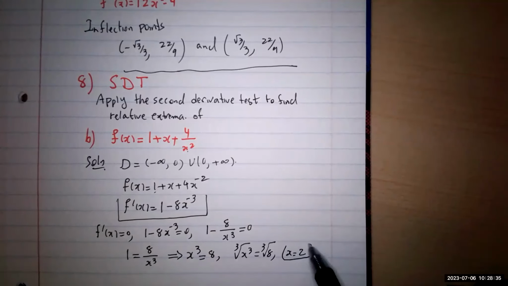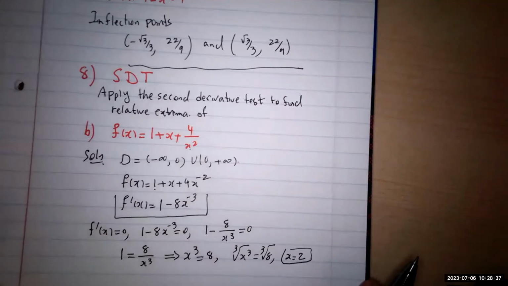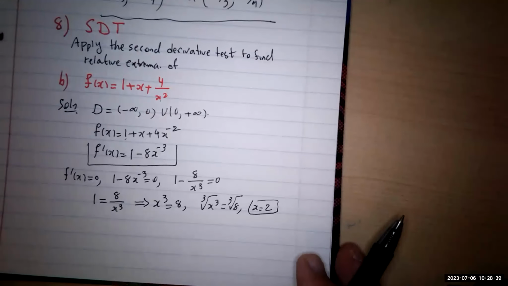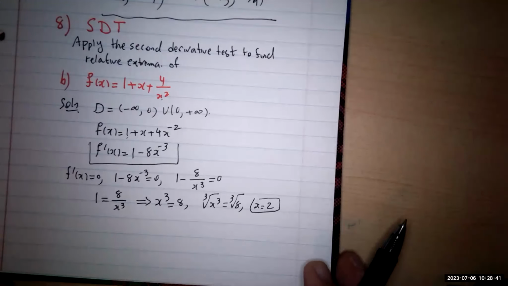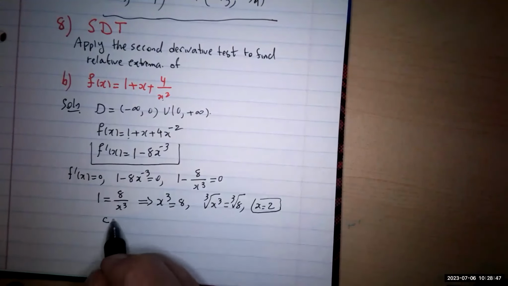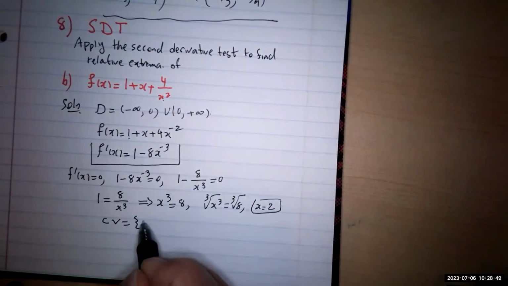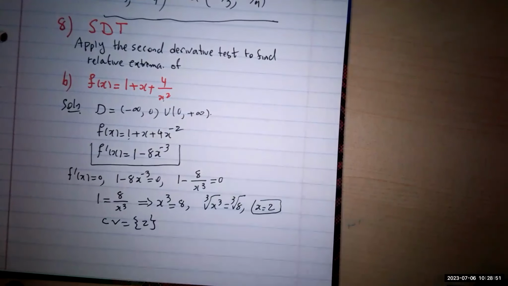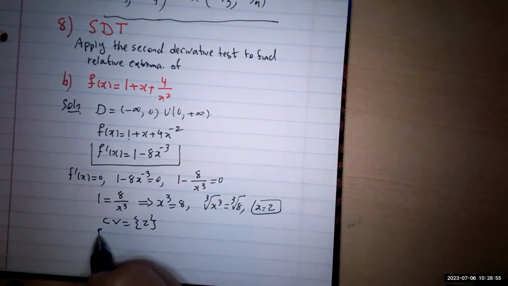No complex numbers. Don't use some other software online that says we have 3 solutions. No. That's it. We have 1 critical value. Drop it back into the function and test it. What is f of 2?